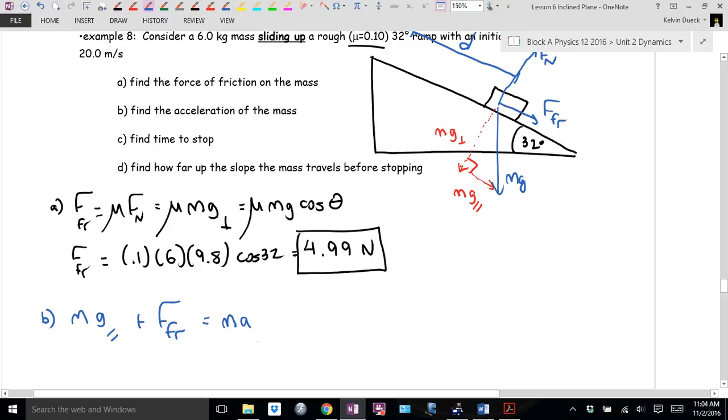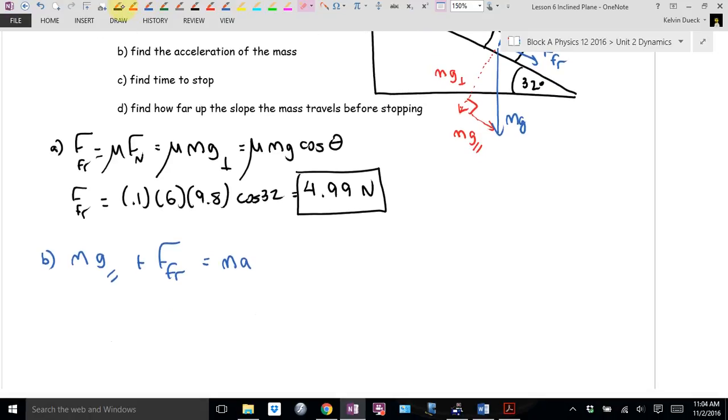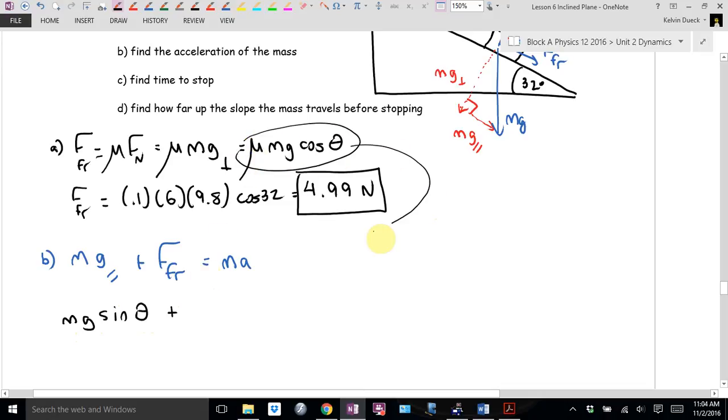I could, at this stage, if I wanted to, Connor, drop this 4.99 into there. I'm going to do this all algebraically, though, because I'm pretty sure the m is going to cancel later on, and I'll get the a by itself, and that'll end up being less work in the long run. So I'm going to go, Connor, mg parallel, what's 2 lines? So this is going to be mg sine theta plus, I'm going to drop this down right to here, mu mg cos theta. Friction is what times what? Mu times the normal force. I don't know the normal force. Oh, but look.